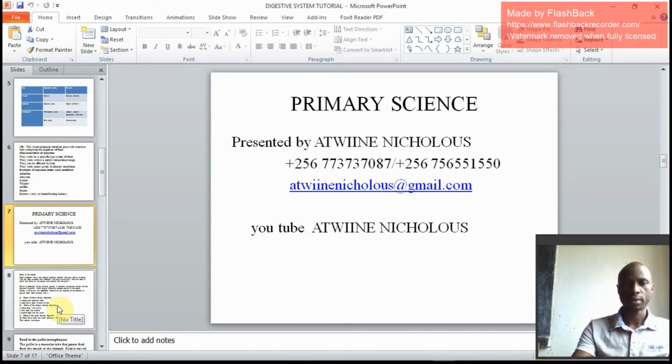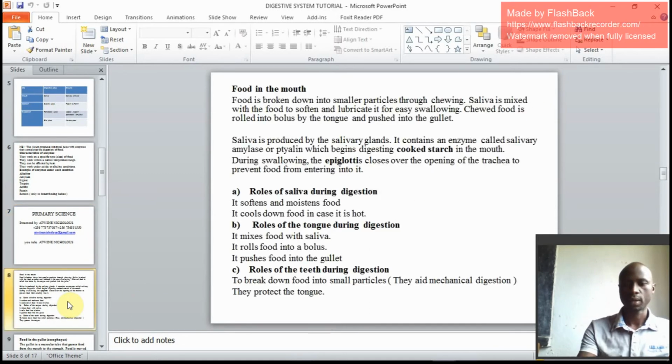We're actually going to start with food in the mouth. We're going to describe what happens to food when it reaches the mouth. Food is broken down into small particles through chewing. The role of teeth in the mouth is to break down food into small particles. So when food is pressed in the mouth, we shall see some chewing taking place.